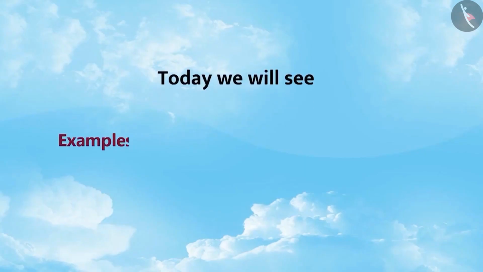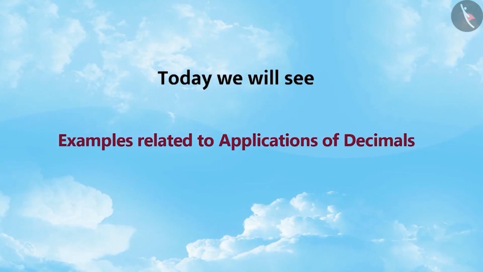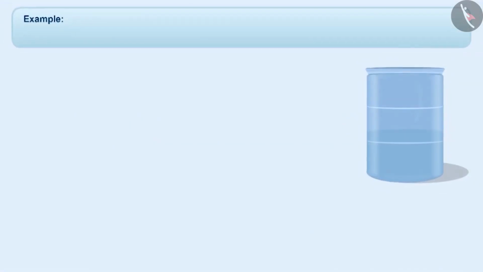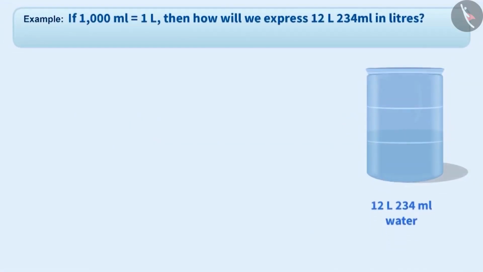Today, we will see examples related to applications of decimals. There is a tank here which contains 12 liters and 234 milliliters of water. If 1000 milliliters equals 1 liter, then how will we express 12 liters 234 milliliters in liters?